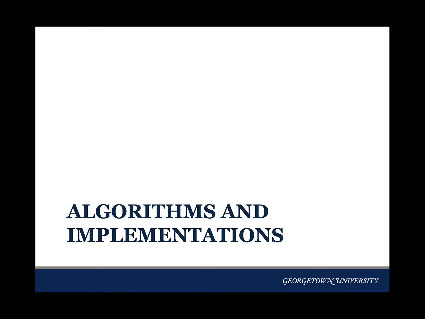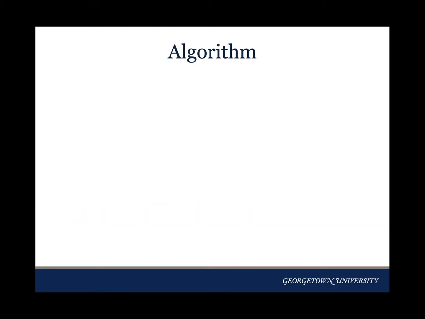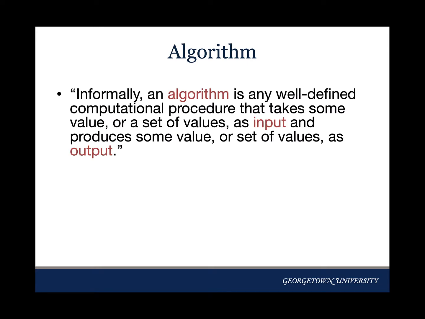And then we take the algorithm and we implement it using a programming language. And this distinction is incredibly important, and it really is what separates computer scientists from programmers. So first of all, what is an algorithm? Informally, it's a well-defined computational procedure. Let's not worry about what well-defined means at this point. This is what you will learn over the course of your study.